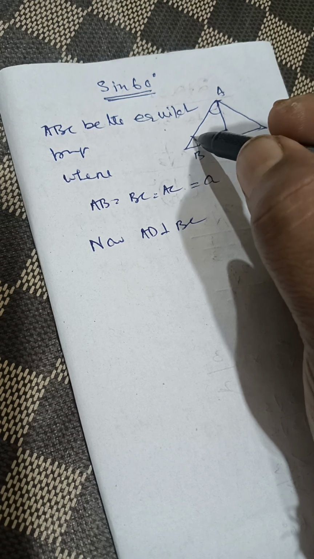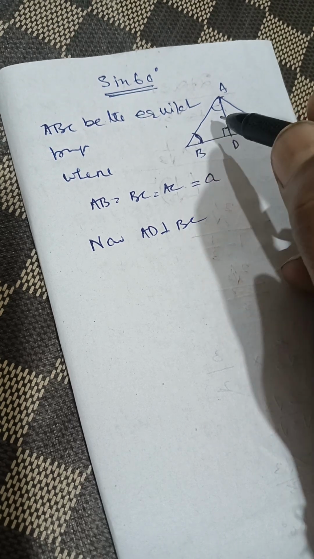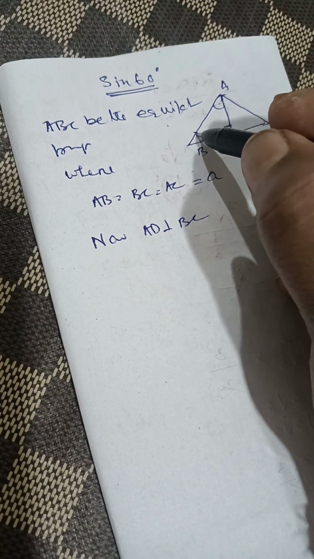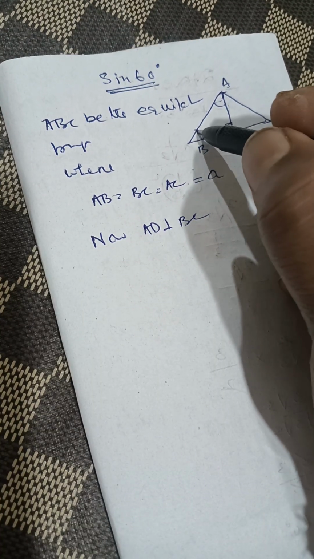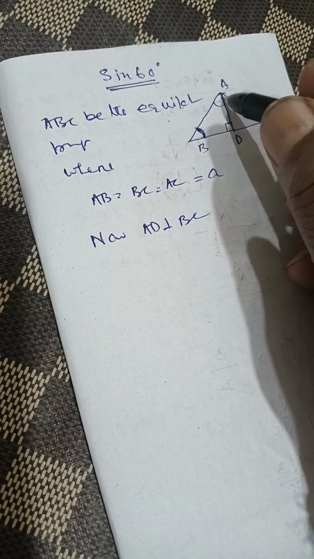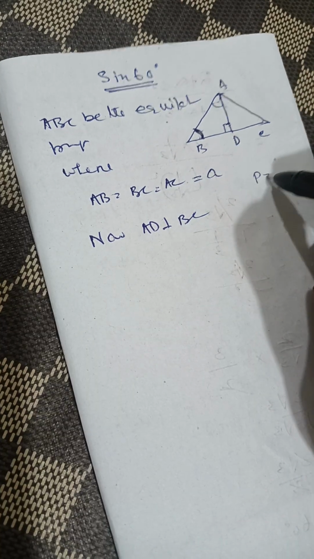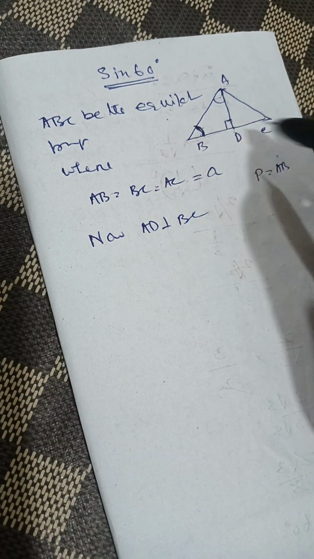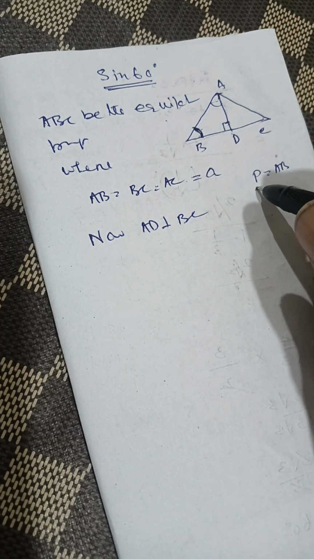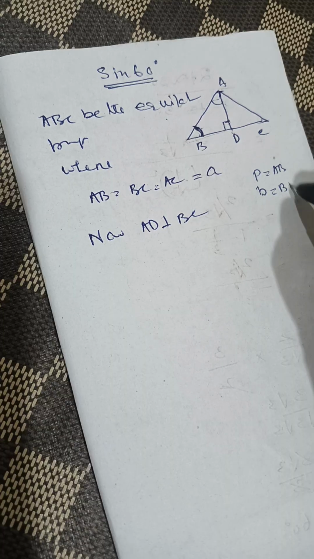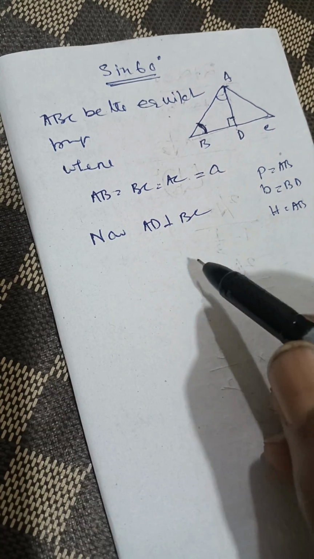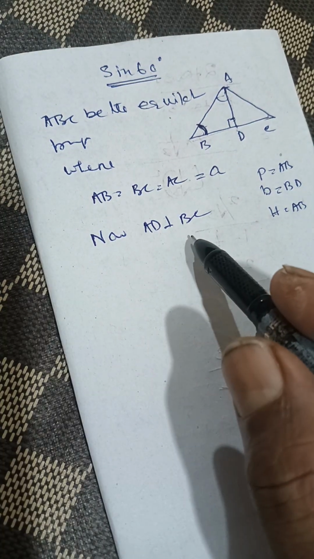Actually, we have to depend on this angle here now because we are going to find the value of sine 60 degrees. This angle is 60 degrees. So if it is 60 degrees, then the perpendicular will be AD. You remember P is the perpendicular, and if it is the perpendicular, this is the base. You write base is BD and hypotenuse is AB. Here I have written AD perpendicular on BC.